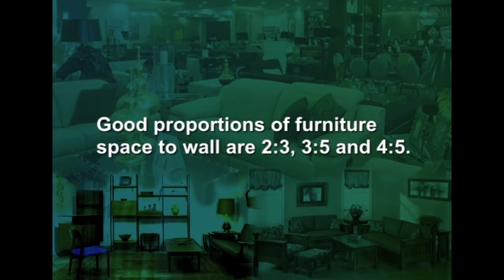Large pieces of furniture should be placed parallel to walls generally. Don't overcrowd a room. Leave some open space for a feeling of airiness. Furniture size should be proportionate to the room size. Small rooms should have small pieces of furniture, large rooms, large furniture. Good proportions of furniture space to wall are 2:3, 3:5 and 4:5.